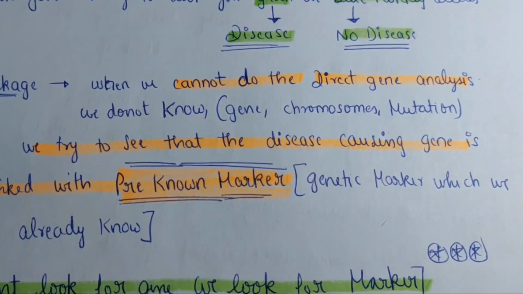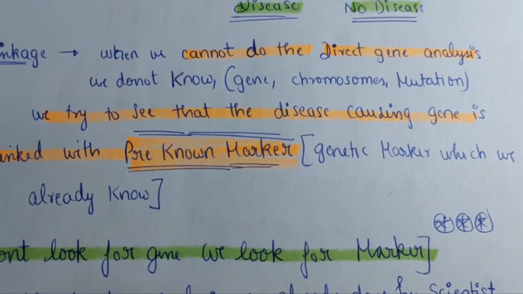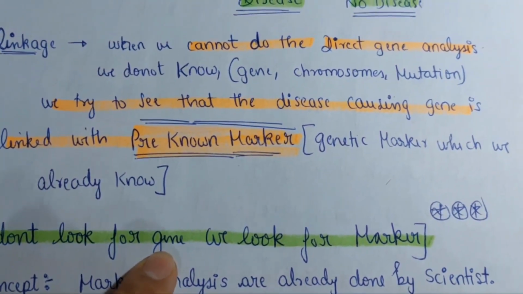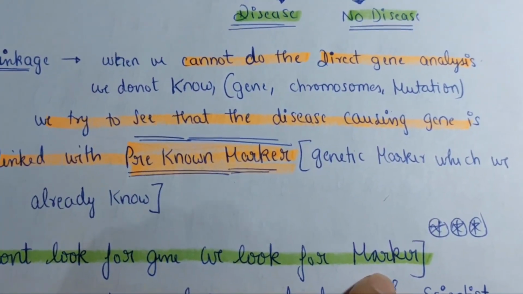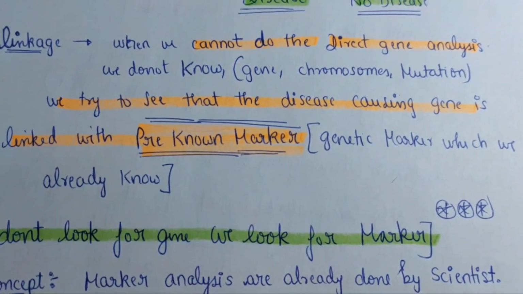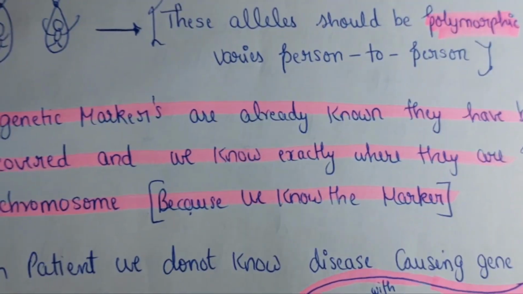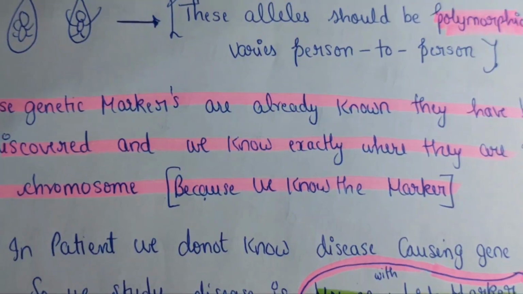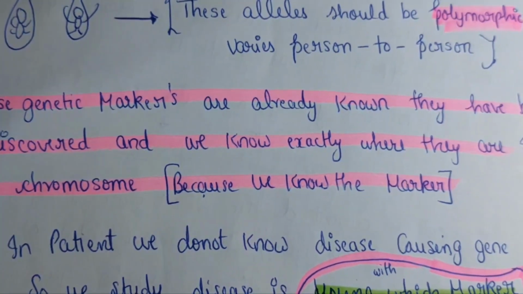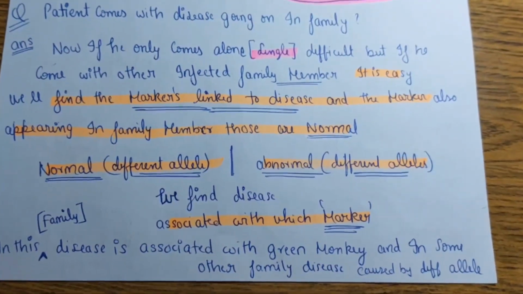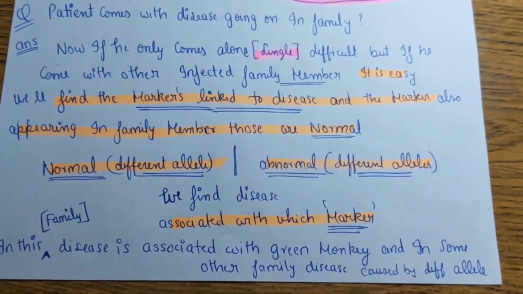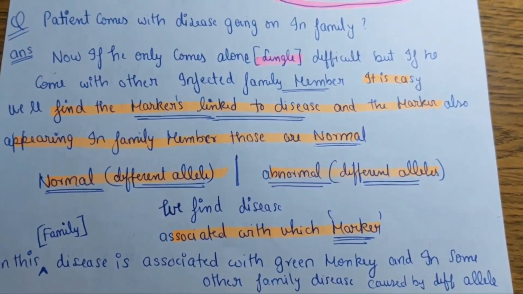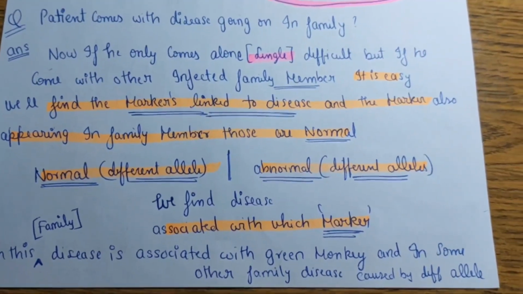So if we can find that it is linked to some genetic marker, then we don't look for the defective gene, we look directly for the genetic marker to see if it's present in the newborn. The genetic markers are already known and have been discovered, and we know exactly where they are located on each chromosome.